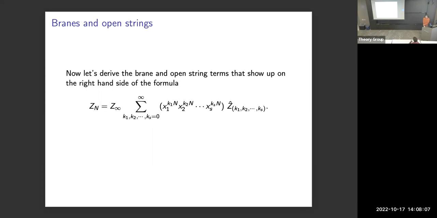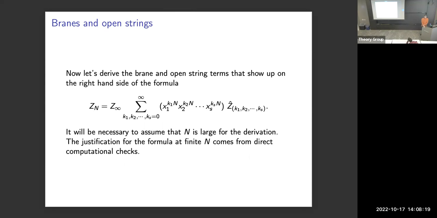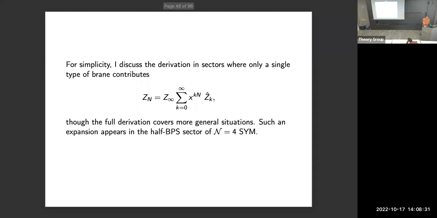So now let's derive the brane and open string terms that show up on the right-hand side of this formula. It'll be necessary to assume that N is large for the derivation. The justification of the formula at finite N comes from direct computational checks. For simplicity, I'll discuss the derivation in sectors where only a single type of brane contributes, although the full derivation covers more general situations. Such an expansion, where only a single type of brane contributes, appears in the half BPS sector of N equals 4 super Yang-Mills.